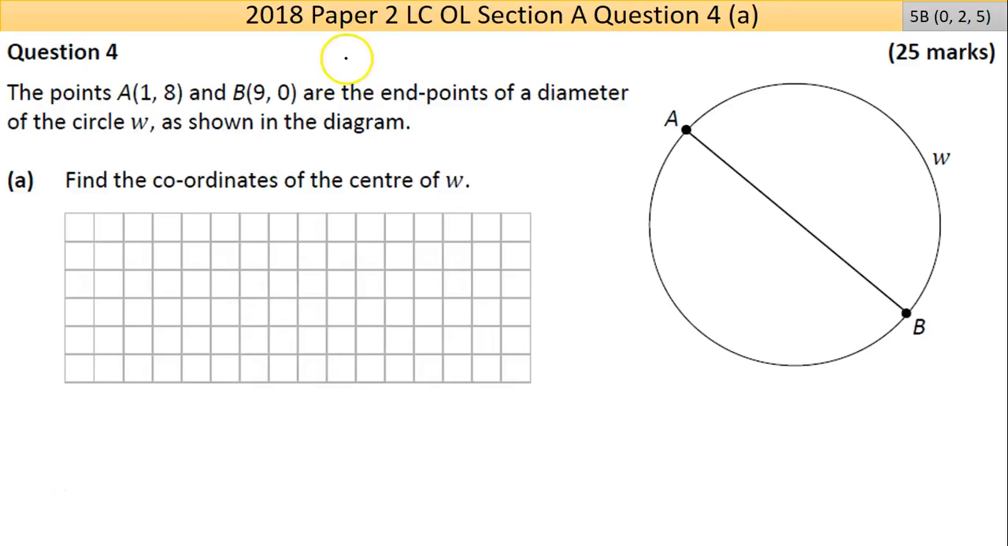Welcome to the 2018 Paper 2, the Leaving Cert Ordinary level. We're on question 4 here.